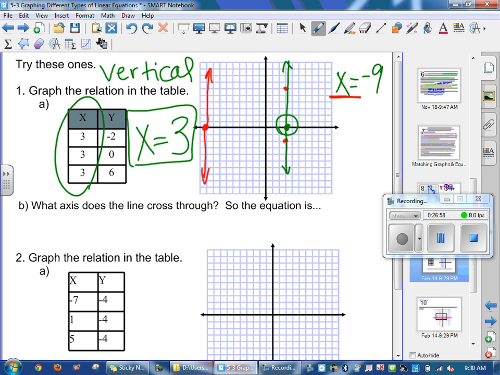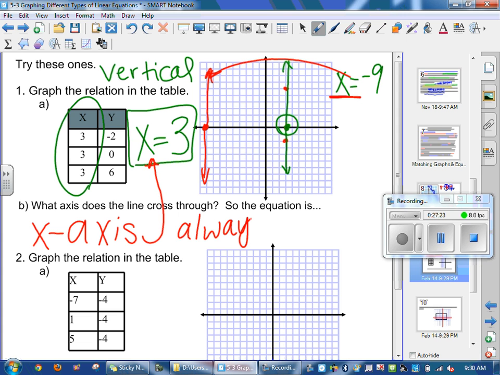Okay, so what axis does it cross through? It crosses through which one? The x-axis. So that's why it's an x equals graph always. Okay, so the equation is always x equals a number. Okay, it's always going to be x equals a number. Always, always true.